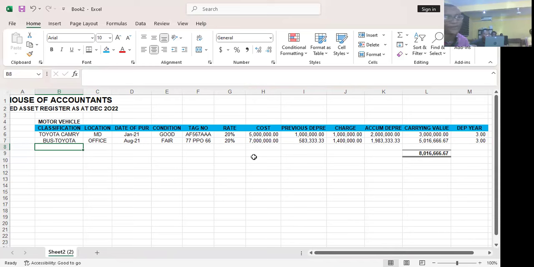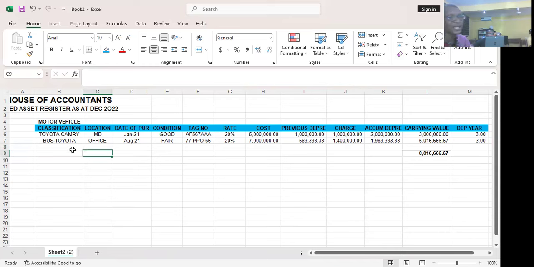So if you have new assets now, if you have an addition, you just put the date. The date will state whether it's new or an addition. Do you understand? So if you have an addition, I just put 22. That is an addition in that year. Do you understand what I'm trying to say?